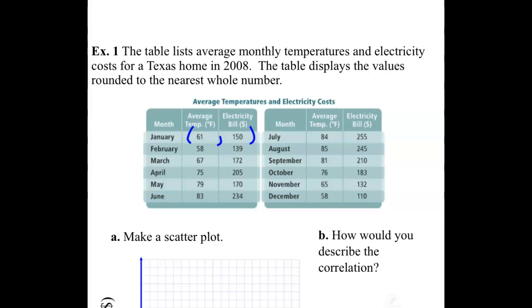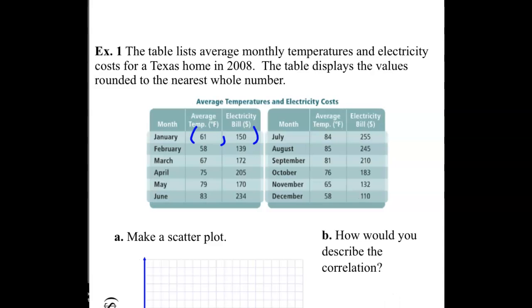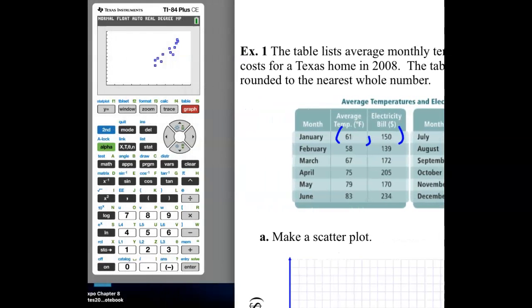And just to save some time, I've already graphed it for you, so I'm not going to have you graph this one. But let's look at what the picture looks like. There is a scatter plot of this data. So, would you describe this as a positive or negative correlation? Positive, because it looks like our points are going up, right? So in this context, as the temperature rises, temperature was our x-coordinate, as the temperature gets hotter, they probably run the air conditioner more, right? This is a Texas home, so their electric bill is going to go up. Does that make sense? Okay.